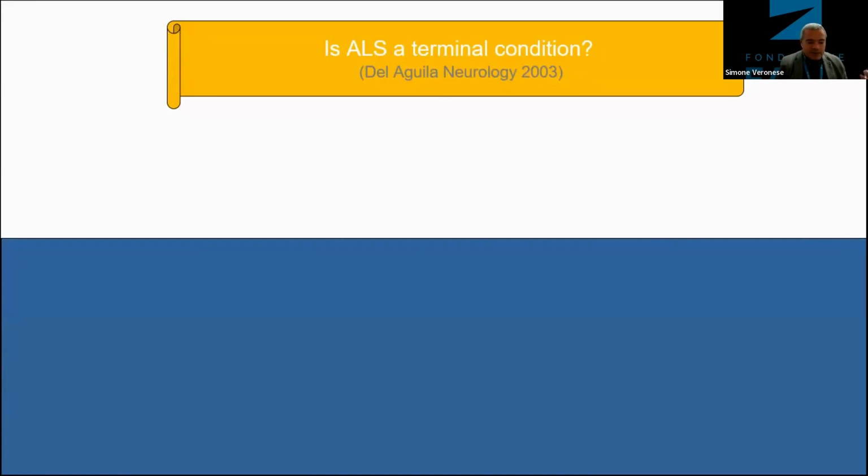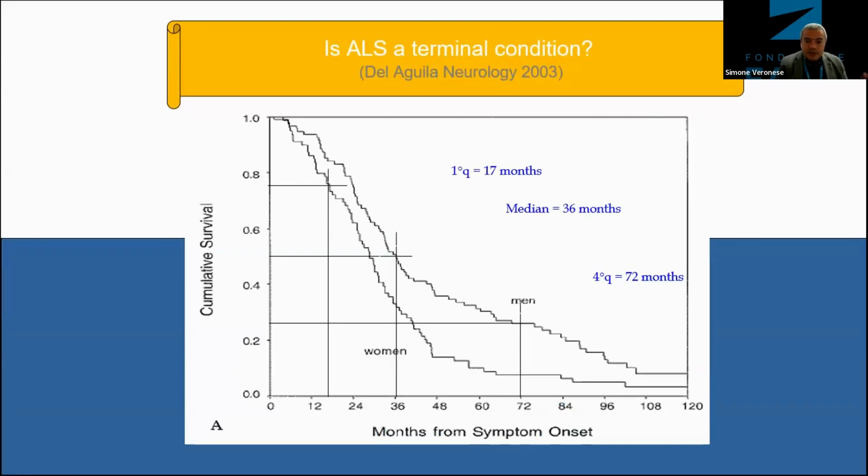But another challenge is to define prognosis for the single patient, because what I showed you before are median survival times. If we look, for example, at this epidemiological study reporting data on survival in men and women with ALS, we see that women tend to have a worse prognosis because usually they have the bulbar form of ALS, which has a poorer prognosis. We see that the gap between the first and the fourth quartile in survival is up to 55 months.